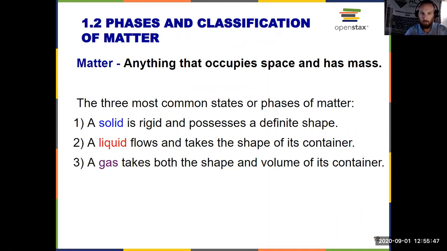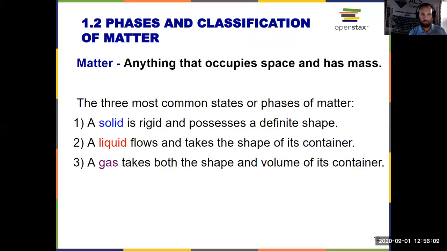Anything that occupies space and has mass, right? When you take the mass of something, you're measuring how much matter it has. And you've, of course, heard of these at some point. Three most common states or phases of matter: solids, liquids, and gases, which are defined by the shape they take and whether or not they take the volume of the container, okay?